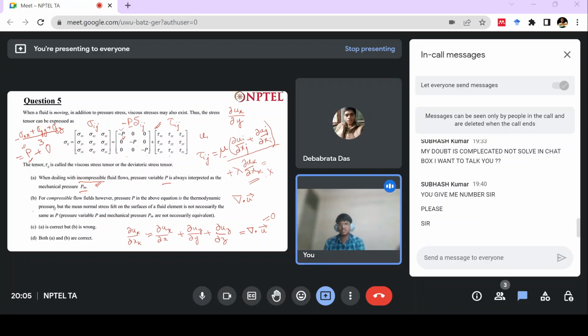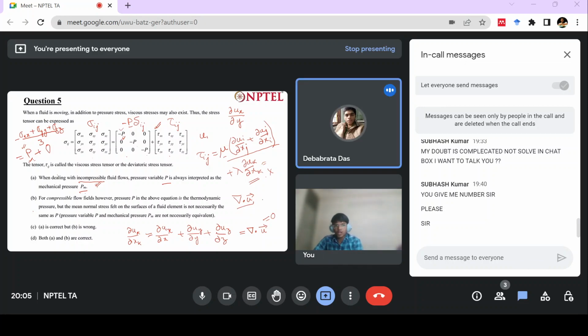Do this exercise, then it will be more clear to you. Just calculate minus sigma xx plus sigma yy plus sigma zz by 3. This thing you will calculate, you will find the answer is P if your divergence is 0, if this portion is 0. Okay, so this is actually true. This is true for a compressible flow field.